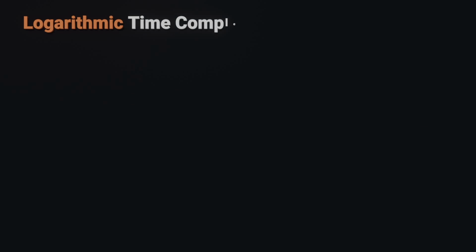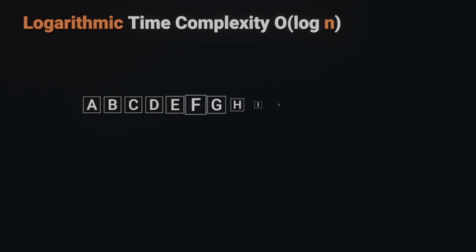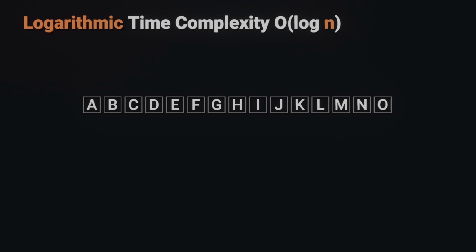Logarithmic time complexity is represented as O of log n. A function is logarithmic if it cuts the dataset in half with each iteration. But what do I mean by that? Let's take an array of alphabetically sorted characters. If we want to find a specific character in the array, how could we do that? One approach would be to start at the beginning of the array and check every single item in order. The solution runs in linear time complexity since we may have to check every single item in the array.